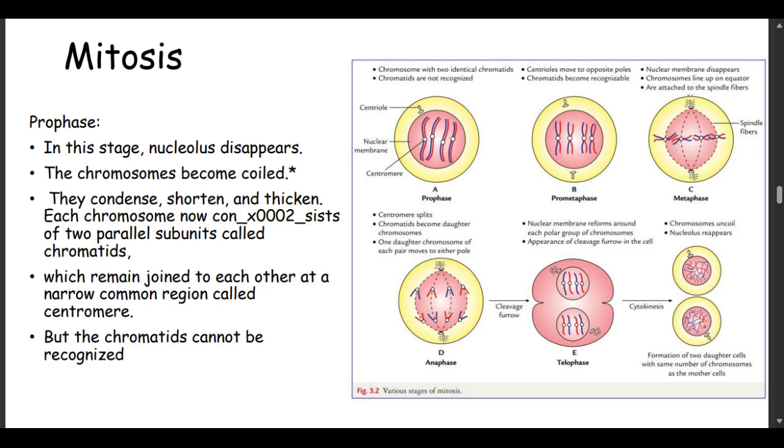Okay, so they condense, shorten, and thicken, and they now consist of two parallel subunits called chromatids, which remain joined to each other at a narrow common region called a centromere. But the chromatids cannot be recognized just yet. So this is starting to happen, and this is what we are basically seeing here. Okay, the process is starting, and in prometaphase, that's when the centrioles move to the opposite poles, the chromatids become recognizable, and then now you're able to see this even using a microscope.